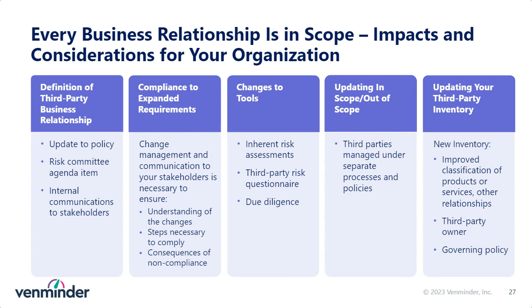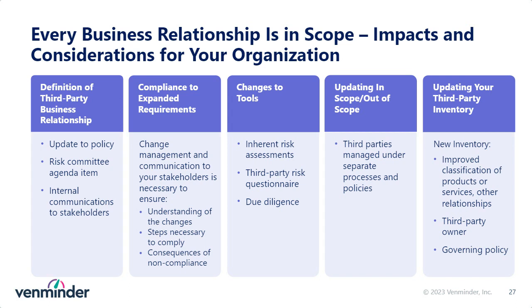We also want to think about changes to our tools. Do we need to update that inherent risk assessment? Does the third-party questionnaire need to be changed, or do we need multiple ones based on the type of business relationship? We also want to think about due diligence for risk types that maybe we didn't think about in our traditional third-party risk management process. We also want to think about if there are certain types of third parties that might be governed by other policies, not the third-party risk management policy, so like an HR policy or a sponsorship and donations policy.